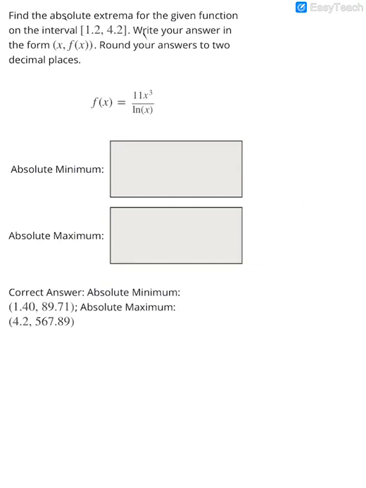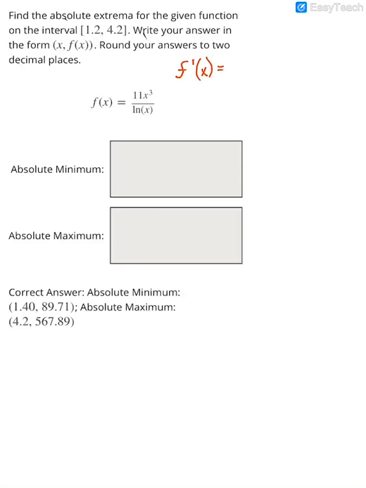In this video, we are going to continue looking at the derivative of a natural logarithmic function. On this particular type of problem, we are being asked to find absolute extrema on an interval from 1.2 to 4.2. In order to do that, we need to first take a derivative of the given function. Notice that it is a quotient, so we're going to have to apply the quotient rule.